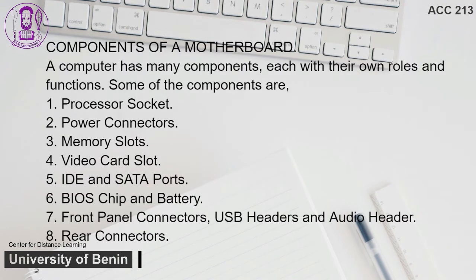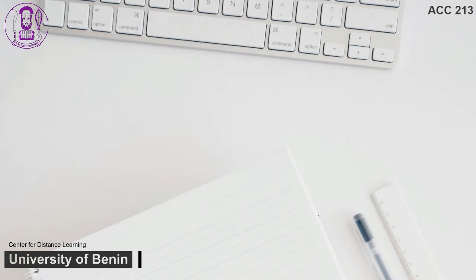Components of a motherboard. A computer has many components, each with their own roles and functions. Some of the components are 1. Processor socket. 2. Power connectors. 3. Memory slots. 4. Video card slot. 5. IDE and SATA ports. 6. BIOS chip and battery. 7. Front panel connectors, USB headers and audio header. 8. Rear connectors.